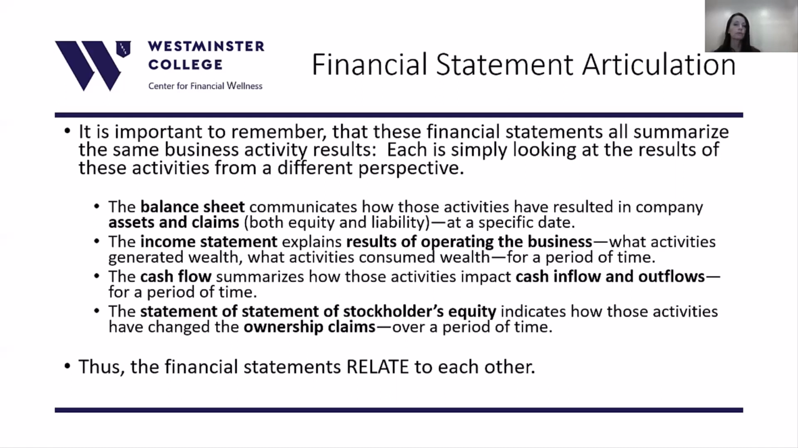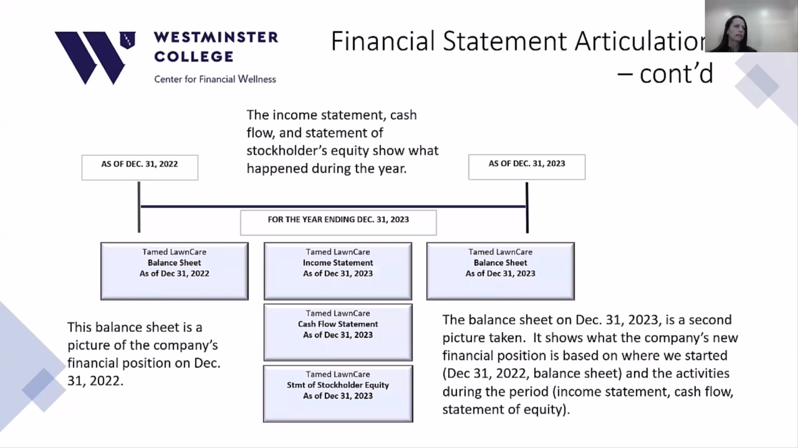The financial statements relate to each other. They are not isolated. They relate. And I'm going to show the next slide to kind of explain the relationship of the financial statements. All right, so we're going to pretend like this is a timeline right here. Go from one year to the next. So as of December 31st, 2022, we're going to take a picture of our little company. That's literally what a balance sheet is. It's like taking a picture on a specific date of what the company looks like, what their assets are, and what their claims are. All right, so time passes.